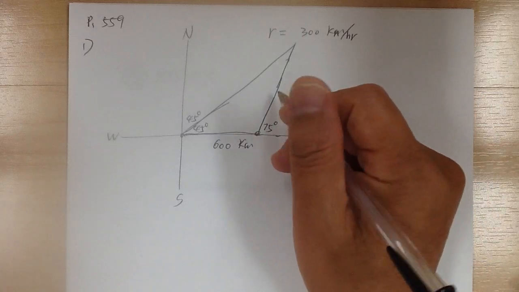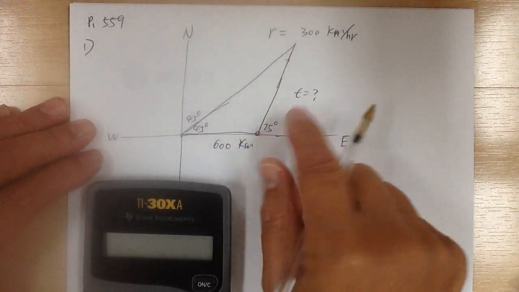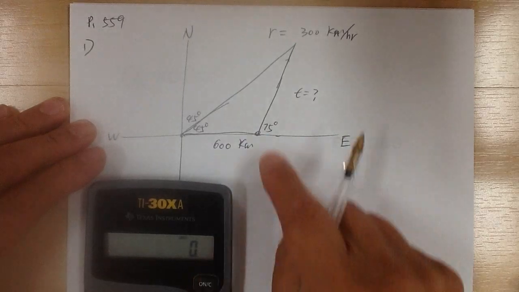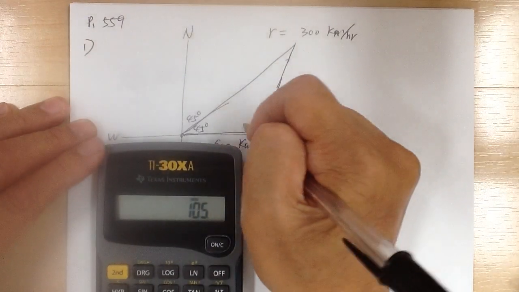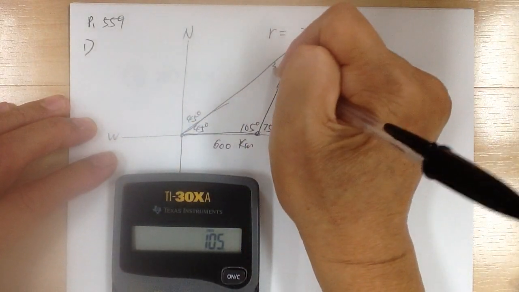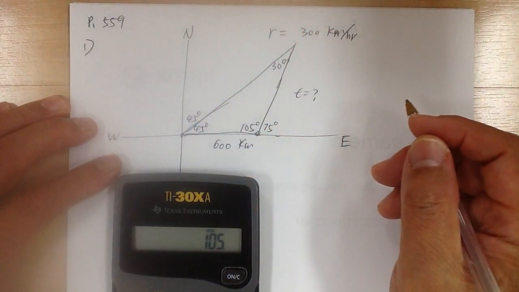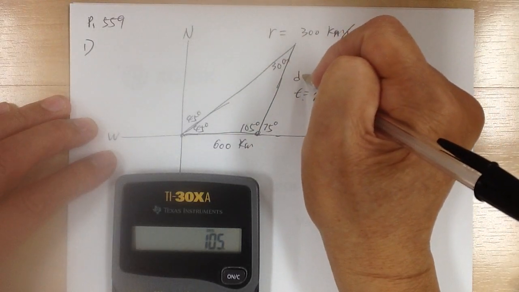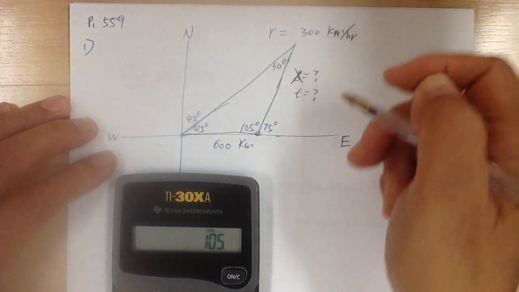Okay, so from here, we can look for all the angles first. So this is the supplementary angle. To find this angle, just use 180 minus 75. This will give you 105 degrees. And this angle is equal to the sum of these two angles, so this will be 30, right? 30 and 45 will give you 75. So first, to find the time, we need to find the distance first. Let's call this x. Once we find x, we can divide by the rate to find the time.